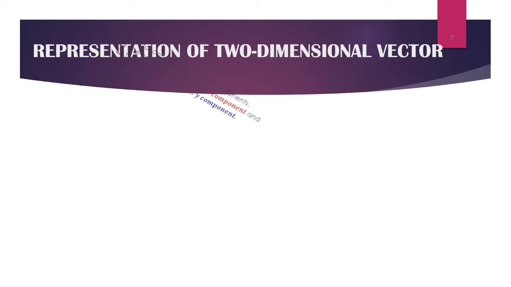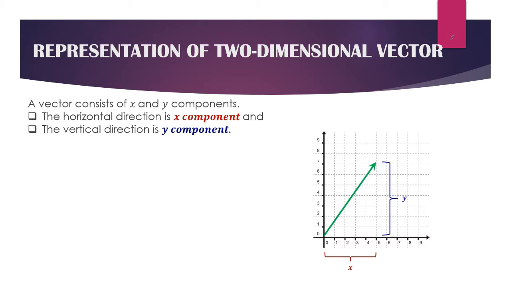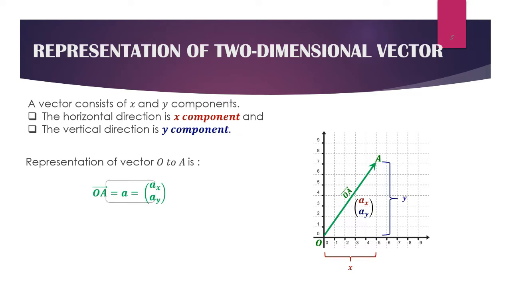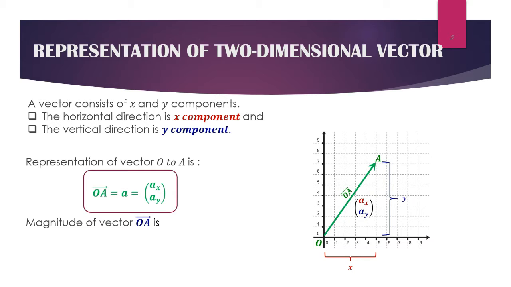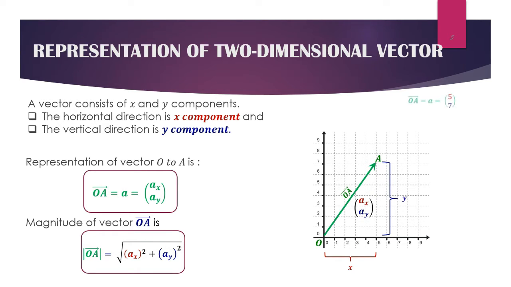Students, we go to the representation of a two-dimensional vector. A vector consists of x and y components. Look at the diagram. We have a vector. The green color is OA, vector OA. The representation of vector O to A is ax and ay. And the magnitude of vector OA is the square root of ax squared plus ay squared. On the diagram, we have vector 5, 7. So the magnitude of OA is the root of 5 squared plus 7 squared, which is 8.60.